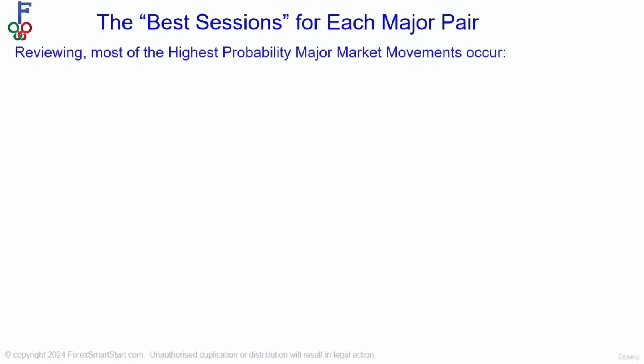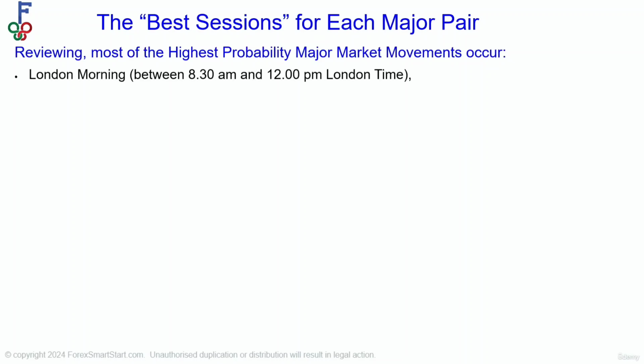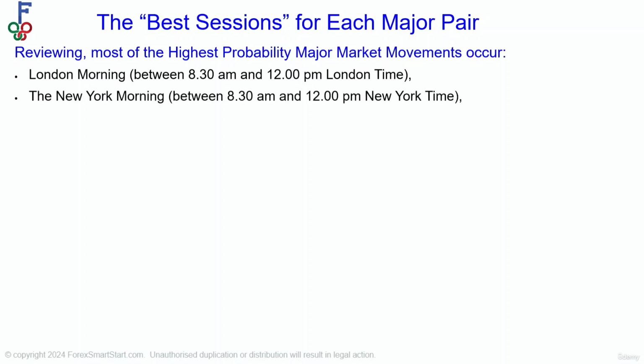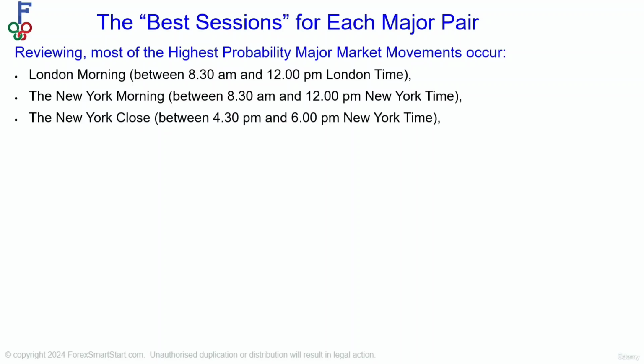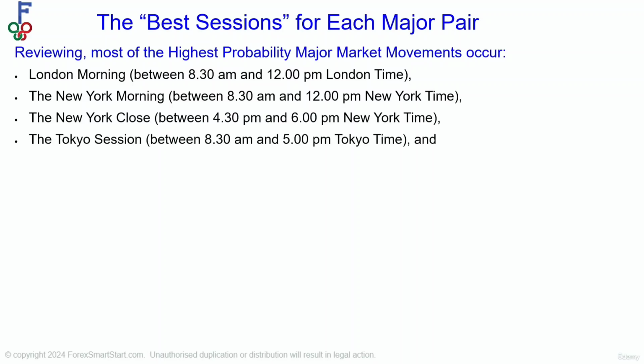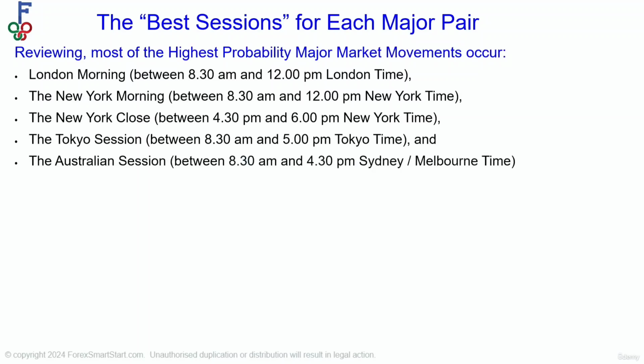The best sessions for each major pair. In review, most of the highest probability major market movements occur in the London morning session between 8:30 a.m. and 12 p.m. London time, the New York morning between 8:30 a.m. and 12 p.m. New York time, the New York close between 4:30 p.m. and 6 p.m. New York time, the Tokyo session between 8:30 a.m. and 5 p.m. Tokyo time, and the Australian session between 8:30 a.m. and 4:30 p.m. Sydney-Melbourne time.